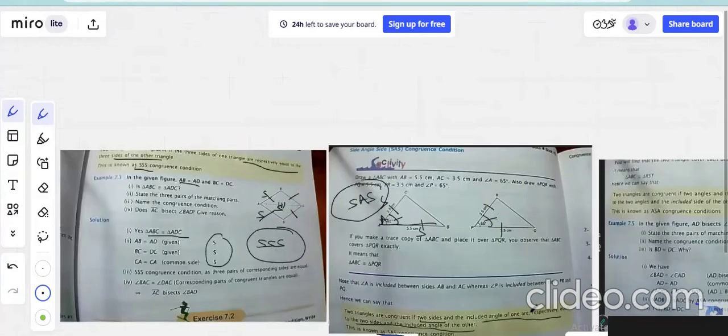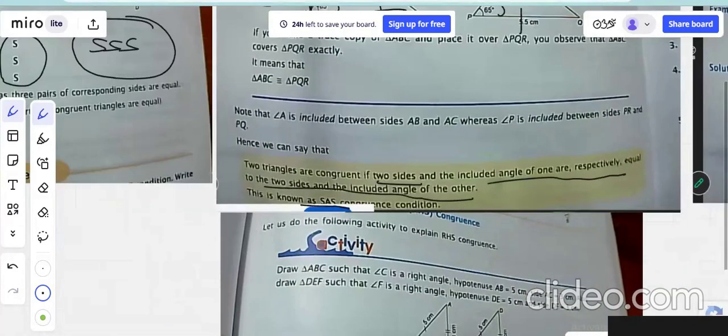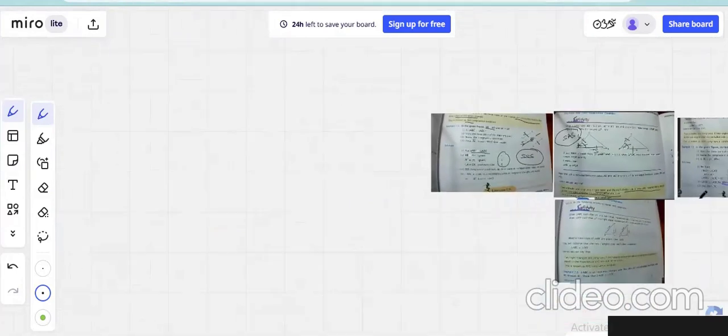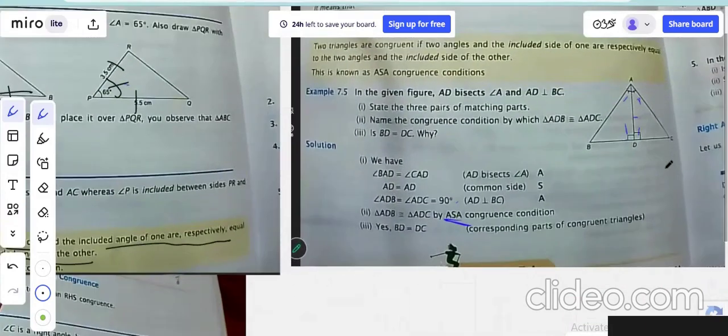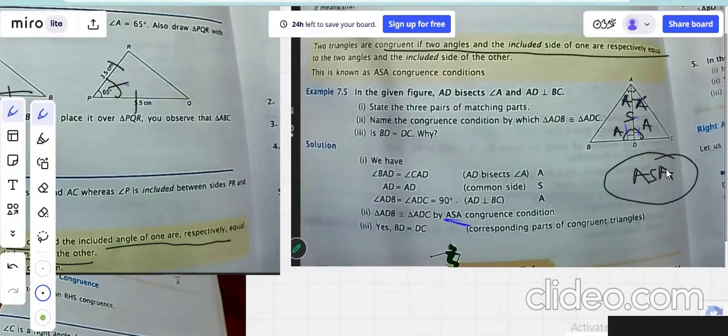Then the third rule. The third rule is that if you have two triangles in which one angle is equal to another angle, the side is equal, and another angle is equal to another angle, then by ASA congruence, they are congruent. If two angles and the included side of one are equal to two angles and the included side of the other, then by ASA, this is the third rule.